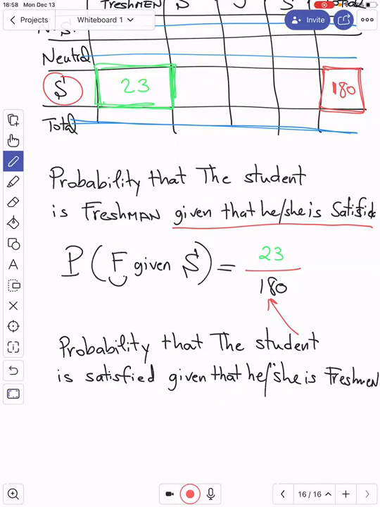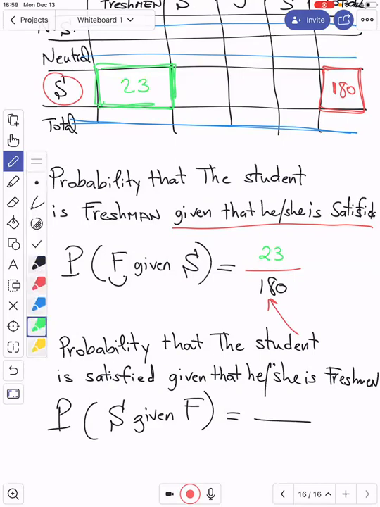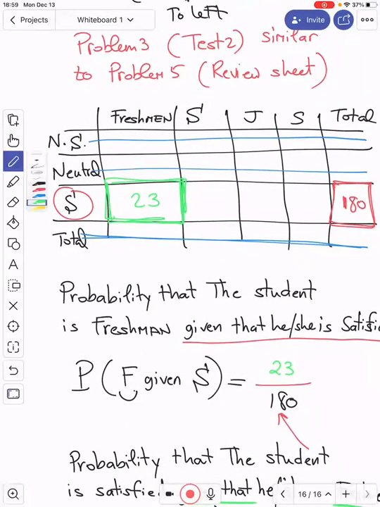Okay. So this is the probability that a student is satisfied, given that he or she is a freshman. So what's the size of the sample here? Because it's given that the student is a freshman, the sample here would be freshman students. It's not all the students, it's just freshmen, because we know for a fact that the student selected at random is actually a freshman. So the total number of freshman students will be this number right here.